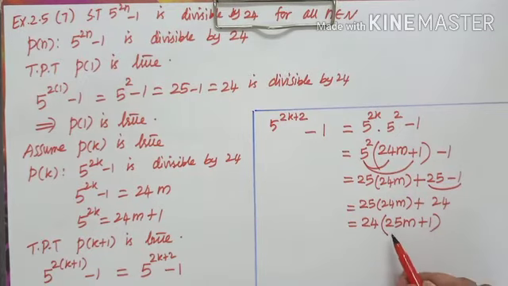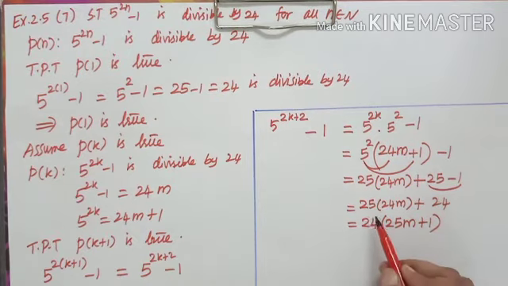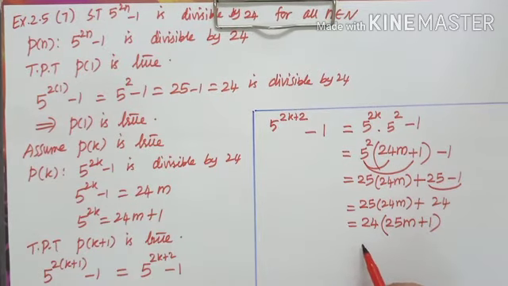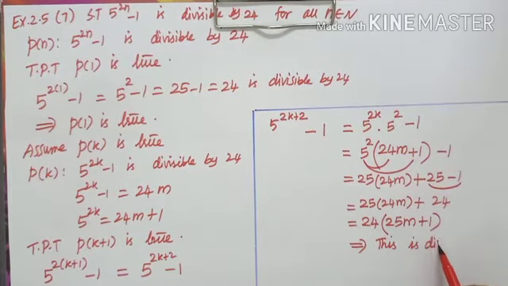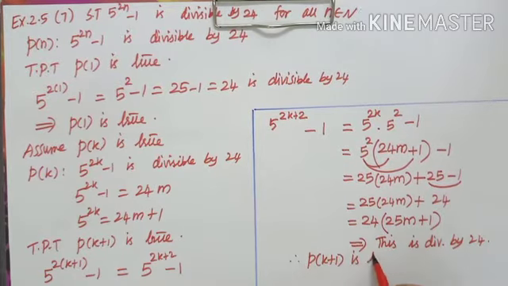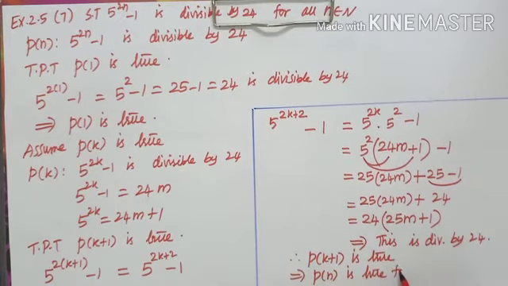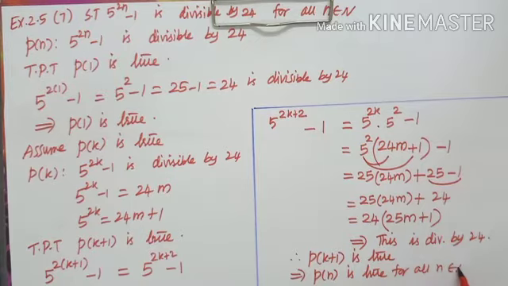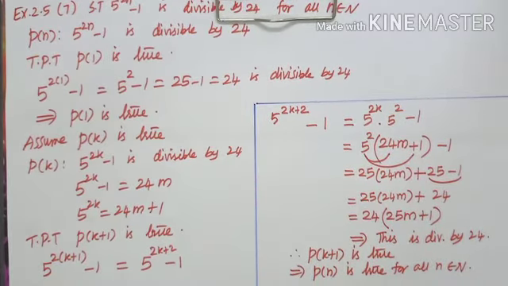24 into some number we have derived. Our idea is divisible by 24. That means I must have 24 into some number. So we will say this is divisible by 24. Therefore, P of k plus 1 is true. Therefore, P of n is true for all n belonging to capital N, and that is the answer.